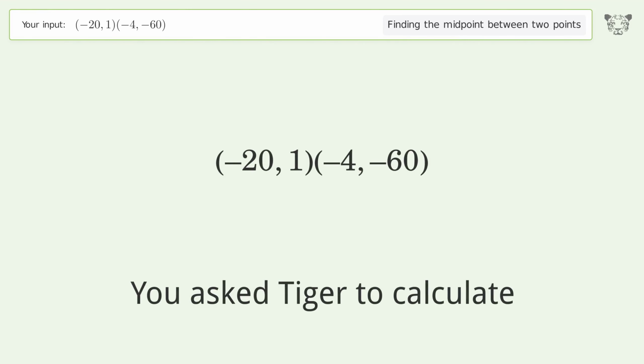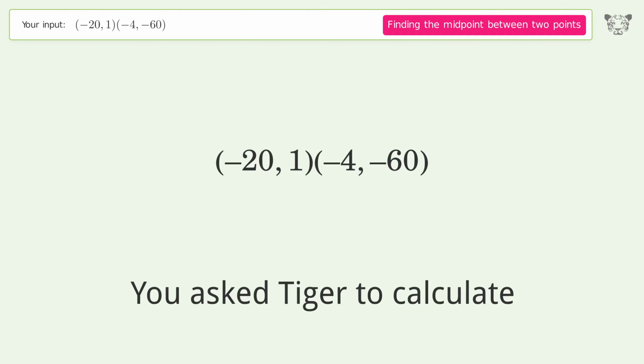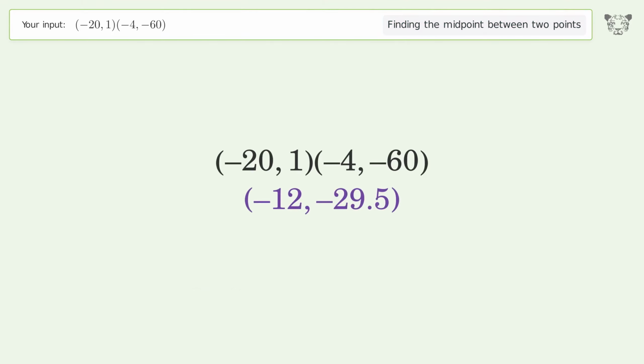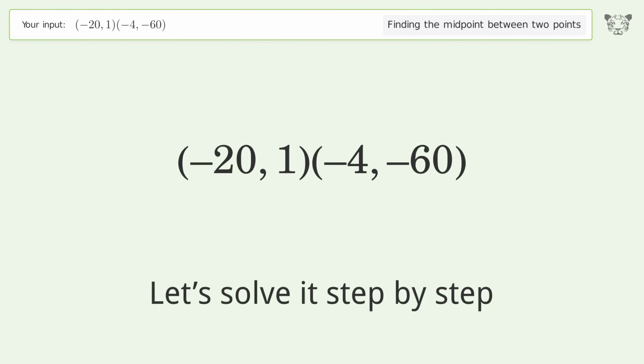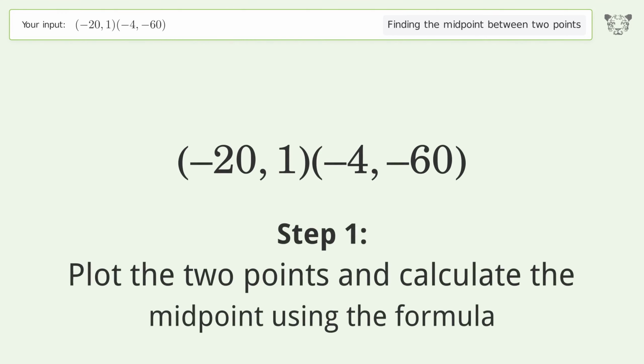You ask Tiger to calculate. This deals with finding the midpoint between 2 points. The midpoint between the 2 points is -12, -29.5. Let's solve it step by step. Plot the 2 points and calculate the midpoint using the formula.